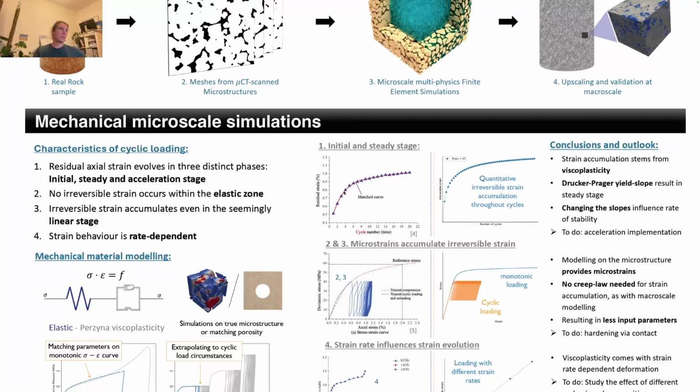After that, we find a transition to a steady stage, in which we either have a small increase of irreversible strain per cycle, or we have a complete stabilization of the sample. The third stage is the acceleration stage, and this is connected to the fatigue or the complete failure of my rock.